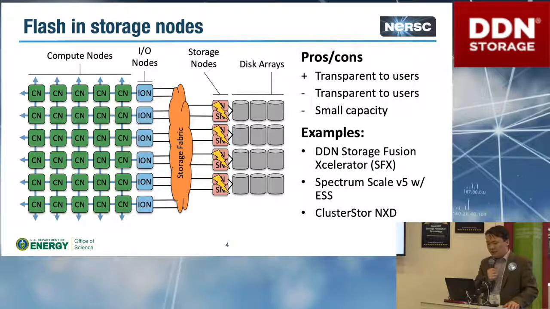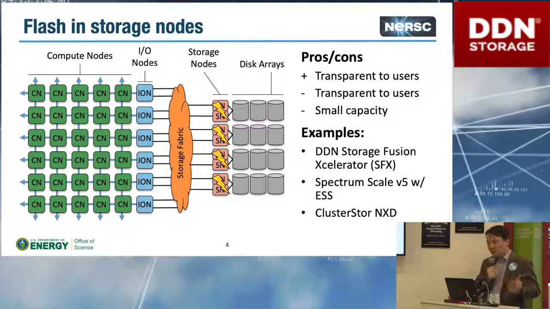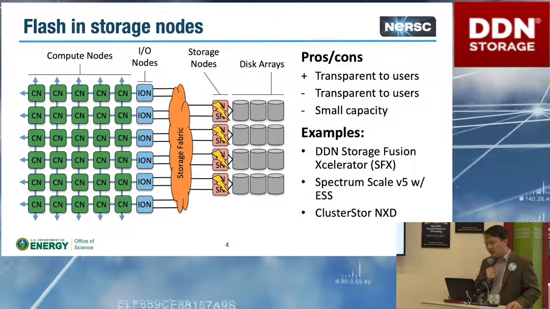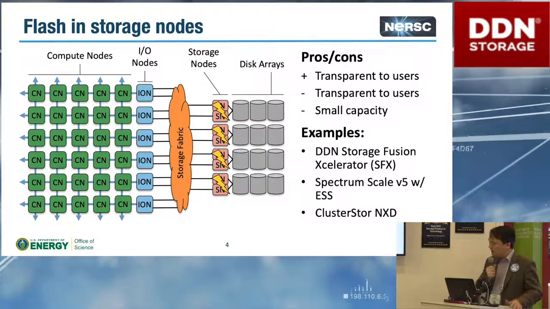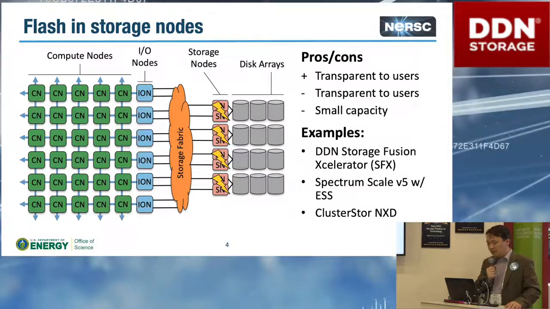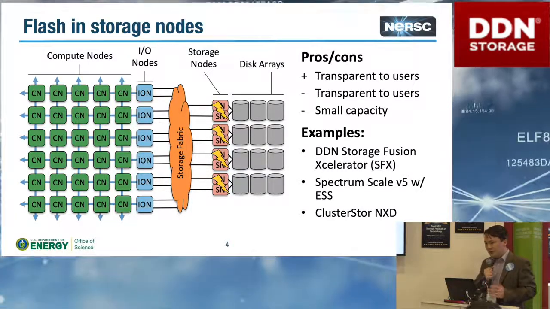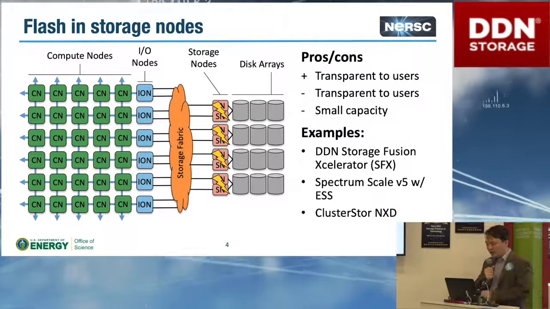So DDN has its SFX accelerator where you deploy Flash directly in your DDN nodes. Spectrum Scale from IBM does the same thing in their ESS, and then Cray also has the NXD block caching, and it's all doing the same sort of thing. Very easy to use, but at the same time doesn't give you a lot of options to optimize.